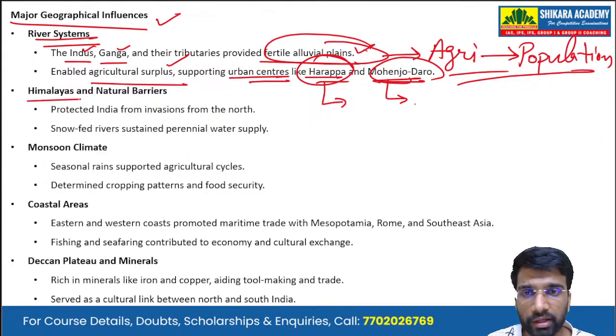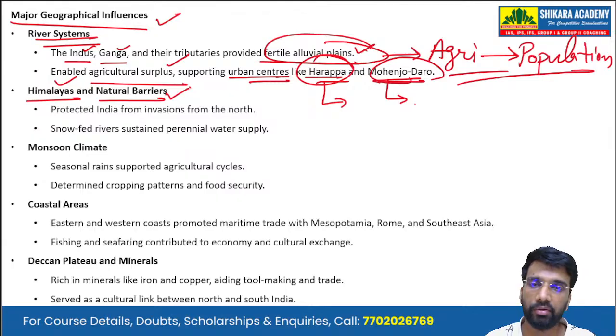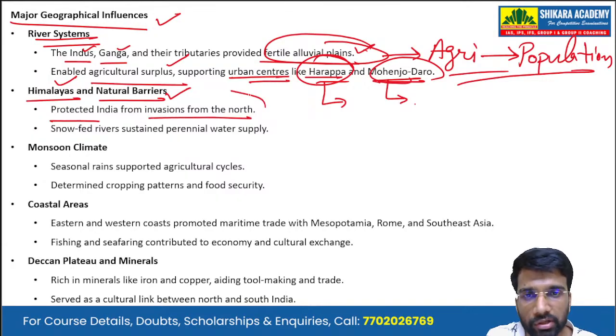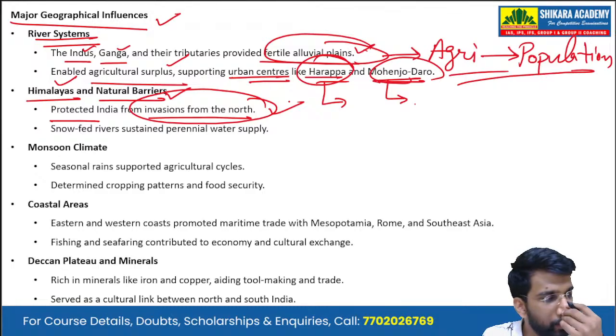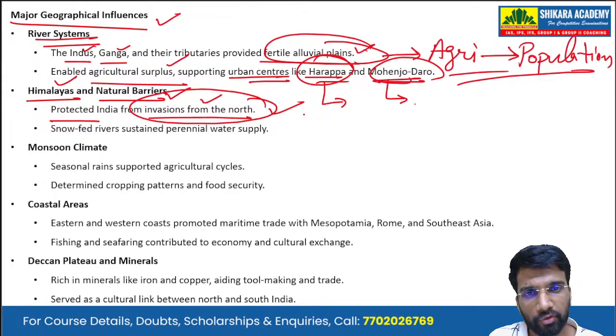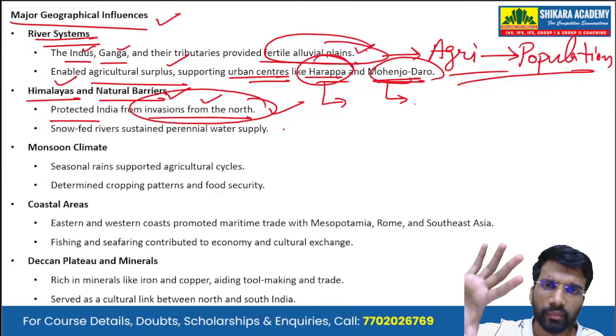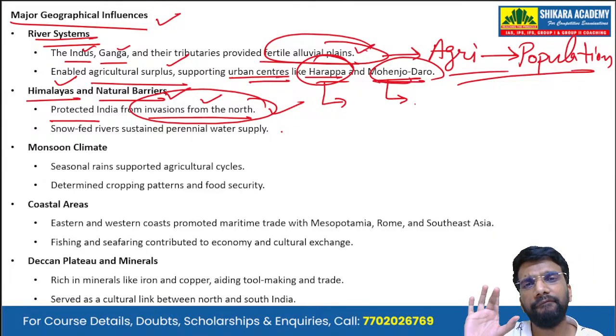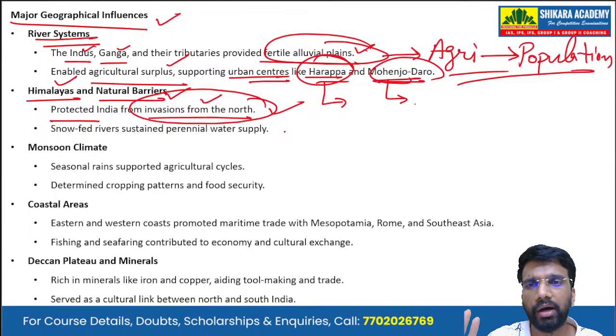Then there are the Himalayas and the natural barriers. The Himalayas protected India from invasions from the north. The Himalaya was our shield, is our shield, and will also remain our shield in the future as well. It prevented various invasions from the north, especially invasions from the Chinese kingdoms or dynasties, from the Tibetan side or from the Central Asian side. For many millennia, the Himalayas have been a protective barrier which prevented invasion into the Indian subcontinent.